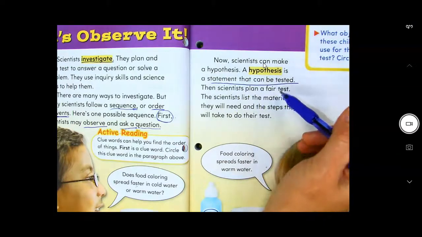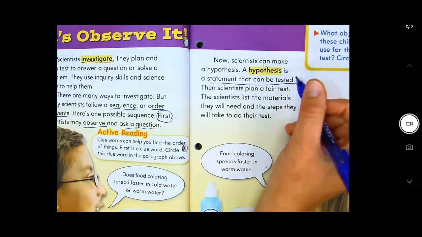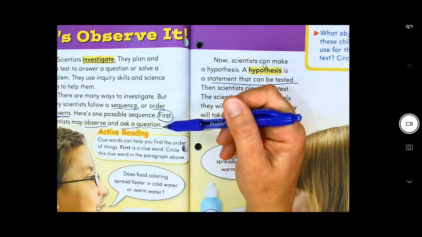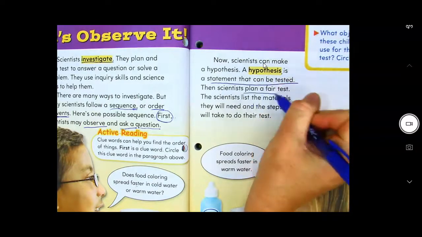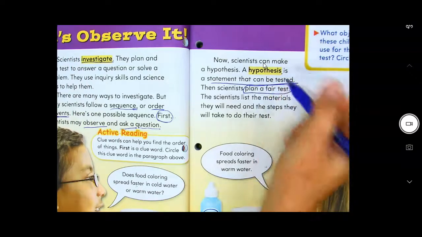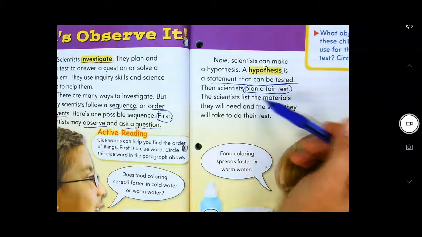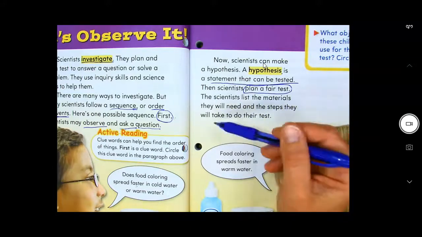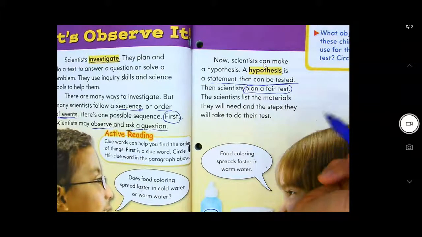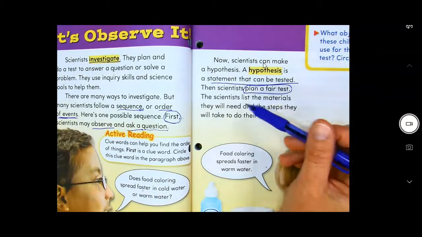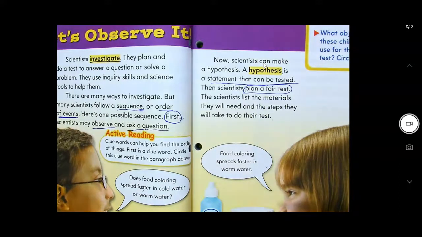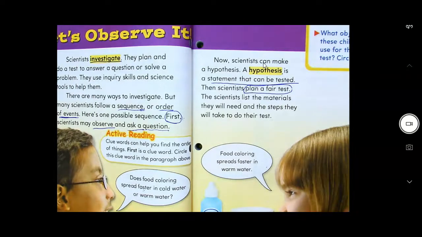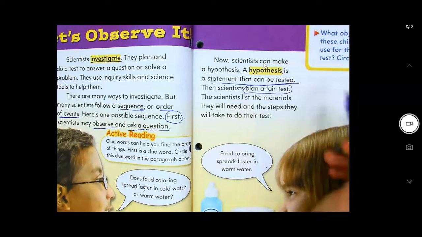Then scientists plan a fair test. Okay, so after they observe and ask a question, they make a hypothesis, and then plan a fair test. I'm going to circle this one. The scientists list the materials they will need and the steps they will take to do their test. Okay, so eventually you'll do science projects. They're listing the materials, so they need 2 cups of water. 1 cup is cold, 1 cup is warm, and food coloring. Okay, and then you got to list the steps.